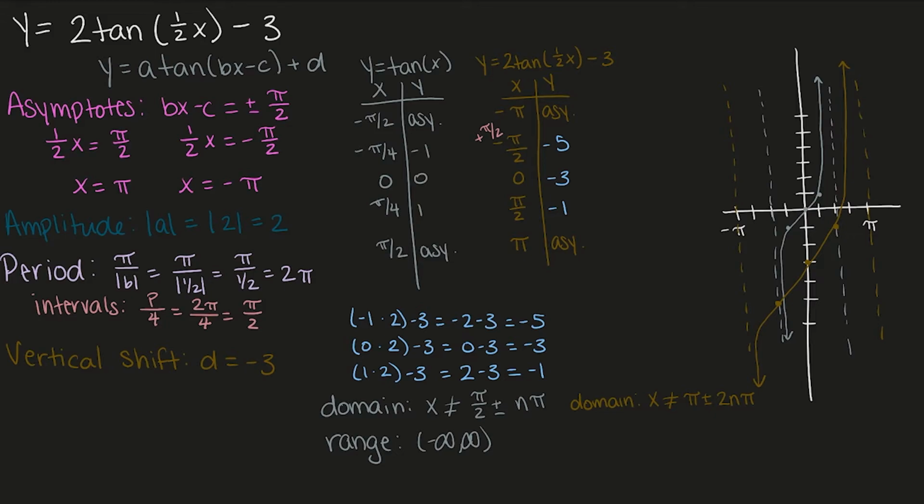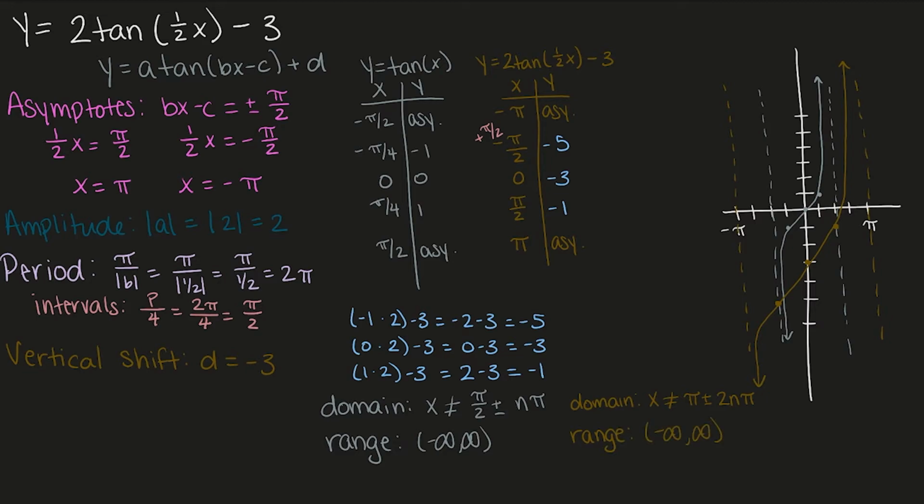If we just wrote n pi, just like our parent function, then that means there could be an asymptote at x equals 0 or x equals 2 pi, which, looking at our graph, we know is not true because we have the value 0 on our graph. That is not an asymptote. So whenever we're writing our domain, we have to make sure that we include the period times n. And our range is negative infinity to infinity.